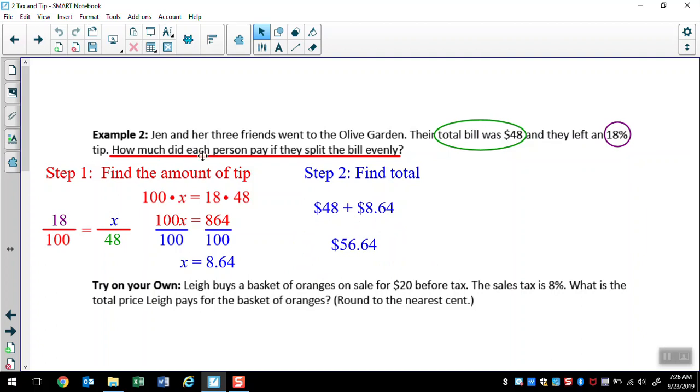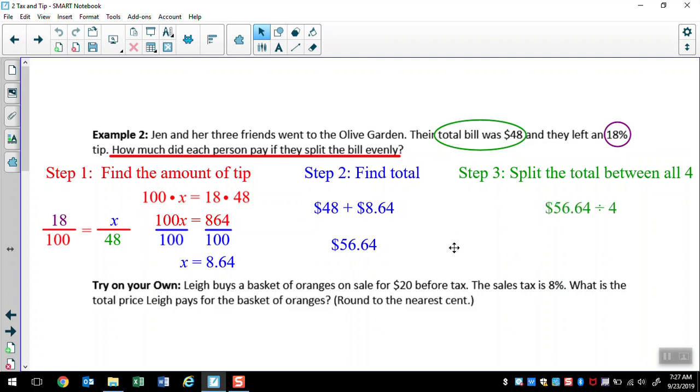But they want to know how much each person paid if they split the bill evenly. So what does that mean? If we want to split the bill evenly, that means we have to divide. So how many people were there all together? Well, there's 3 friends and Jen. So that means there's actually 4 people. So we have to split this between all 4.